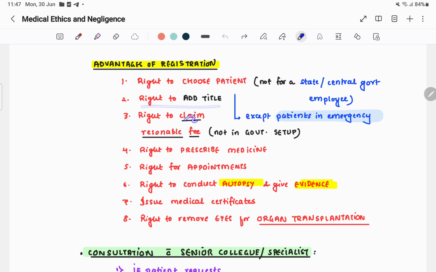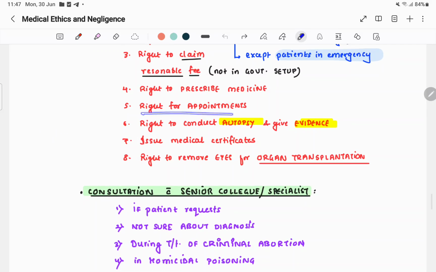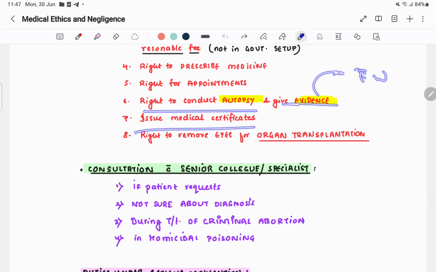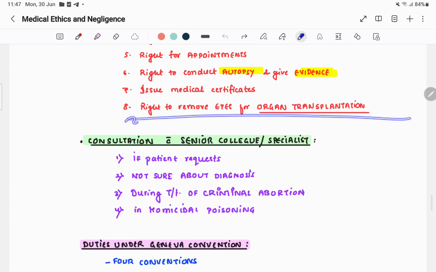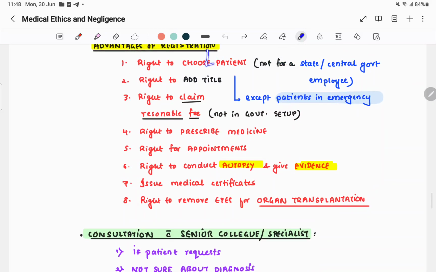Right to add title. You can add your title, MBBS. Right to claim reasonable fee, not in a government setup. A government setup will have salary. You can claim reasonable fee, but you can't claim more fee in private setups also. Right to prescribe medicines, right for appointments, right to conduct autopsy, give evidence, be an expert witness, issue medical certificate, right to remove eyes for organ transplantation. All of this you can do after registration.